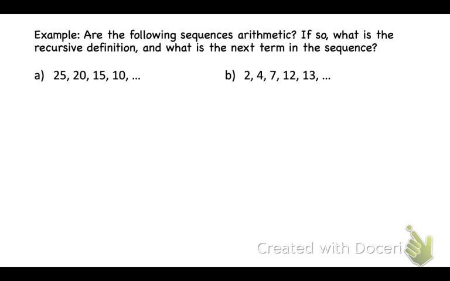Okay, so are the following sequences arithmetic? If so, what is the recursive definition and what is the next term in the sequence? So we're going to do A, and then I'm going to make you do B on your own. Okay, so how am I going to check if it's arithmetic? Subtracting the first one. The second minus the first? Yeah, second minus the first. So 20 minus 25 is what? Negative 5. 15 minus 20? Negative 5. 10 minus 15? Negative 5. So as far as I know, is it arithmetic? Yes? Okay, so arithmetic.